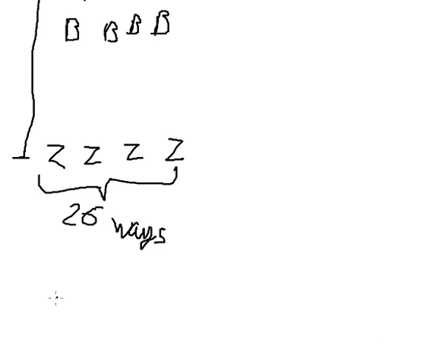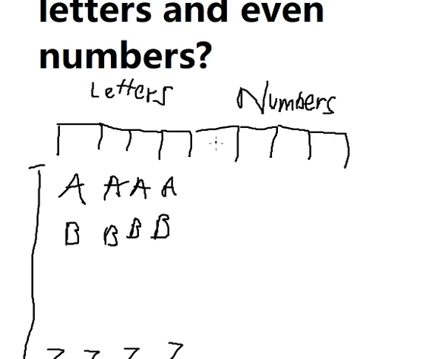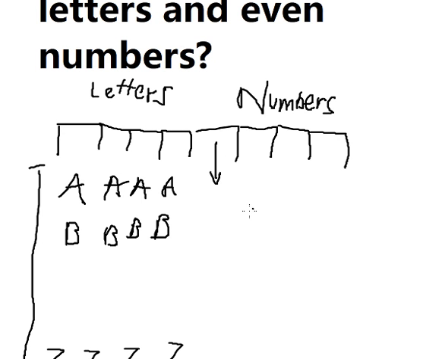So about the numbers, they want even numbers. About even numbers, we know they should be 0, 2, 4, 6, and 8. So in each one, we have 5 even numbers. So this one should be the number 5. So there are 5 ways of even numbers in here. Similar for this one, and this one.